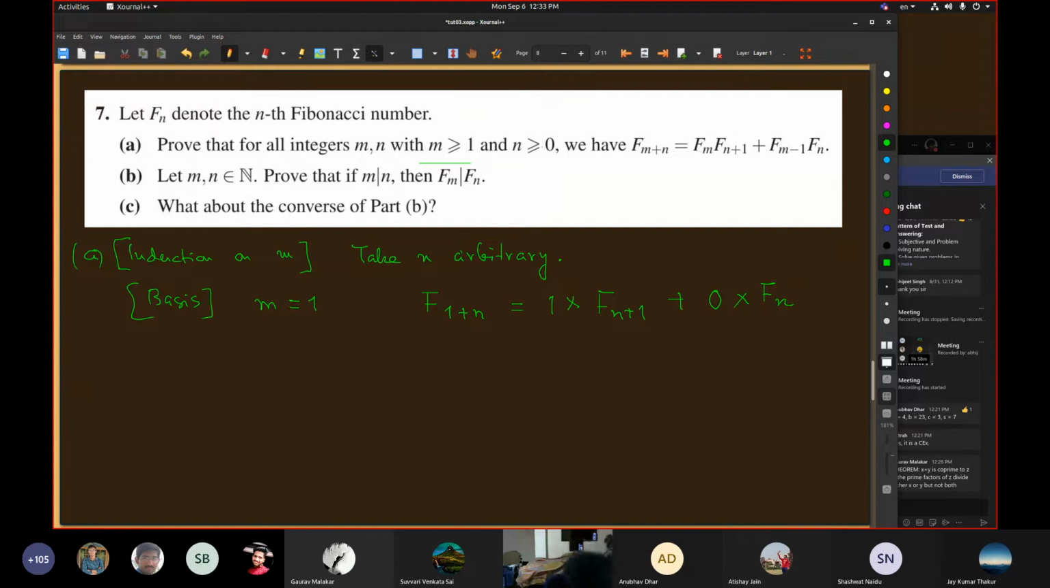Yes, sir. Okay. But you see that F1 plus N is nothing but F1, Fn plus 1, F0, Fn, and for the case M equal to 1, this is Fm, Fn plus 1, this is Fm minus 1, Fn. Happy? Yes, sir. Okay.